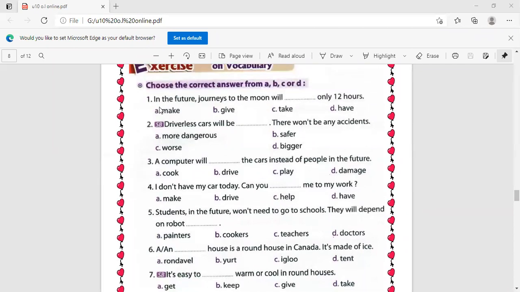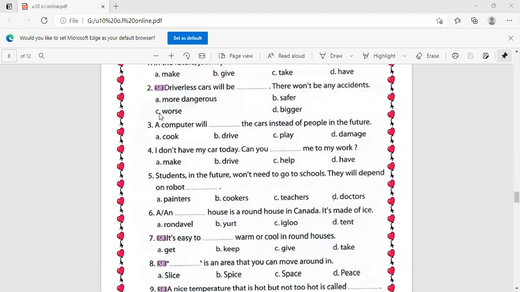Number one, please, Mariam. In the future, to the moon, it will take only 12 hours. Excellent. Number two, my dear.